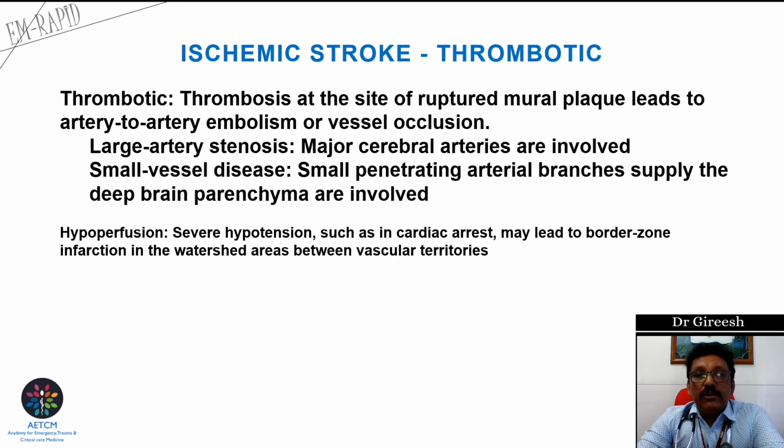Now, ischemic stroke can be divided into embolic or thrombotic. Thrombus can form inside a major artery, and it can produce stenosis in that artery, and it can also involve the small arteries in the brain. Sometimes this thrombus can produce embolism into the cerebral circulation and produce embolic stroke.